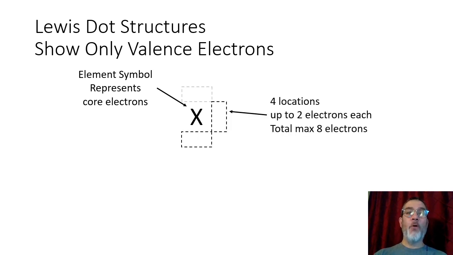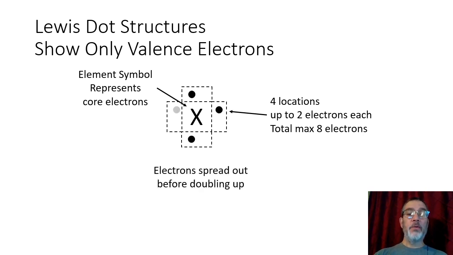And then we imagine that there are 4 locations around that element into which we can put the electrons, because we must understand that electrons eventually will show up as pairs. So if we think of this as 4 places, which will hold up to 2 electrons each, that'll be a total of 8 electrons that we hold as 4 pairs of electrons around that atom. And then the electrons are going to spread out as I add them before doubling up. So I don't want to fill in one of these boxes before I've spread the electrons around to the other boxes. There are exceptions to this with hydrogen, helium, lithium, and beryllium, but otherwise we're generally going to be spreading the electrons out before doubling them up. So let's take a look at some examples.